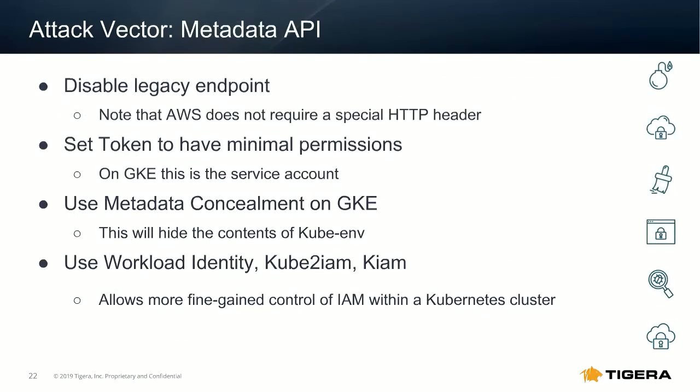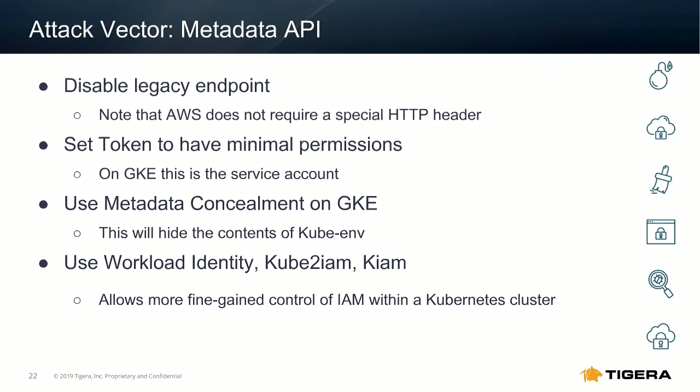For the metadata API, we want to make sure that the legacy endpoint is disabled. Unfortunately for AWS, there's actually no special headers, so you might have to look deeper and see what other ways you can prevent this kind of attack. On GKE, very recently, I think they're going to permanently remove this legacy endpoint. I actually got an email the other day while setting up this demo from Google telling me that this is going to get removed. So soon it's going to be permanently removed, so you'll be fine.